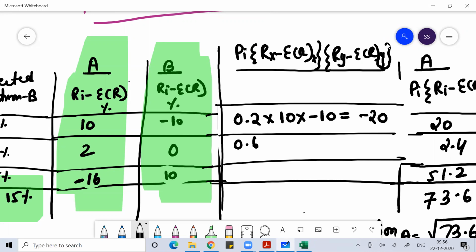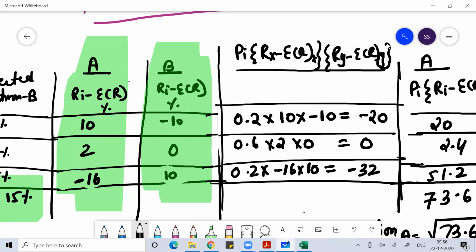Then 0.6 into 2 into 0, you will get 0. Then 0.2 into minus 16 into 10. So 0.2 into 10 is 2, and 2 into minus 16 is minus 32. So you will get minus 52. So the covariance between A and B is minus 52.